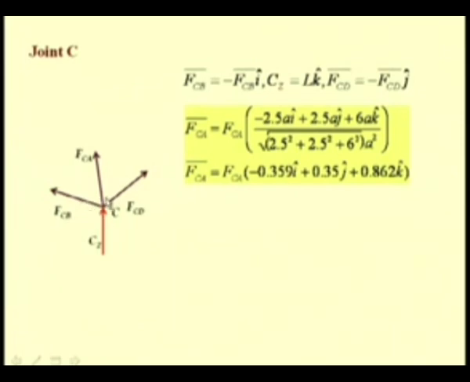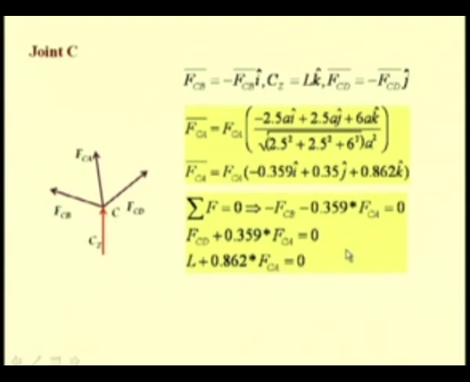And since now we have determined all these forces in their vector form, now we can use the equilibrium equation to determine the forces. So, the equilibrium equation sigma F equal to 0 results in 3 scalar equations, one each for i, j and k. Since we are interested in determining this force in CD, we can solve these 2 equations to determine the force in CD, and it has been found to be 0.417 times L.